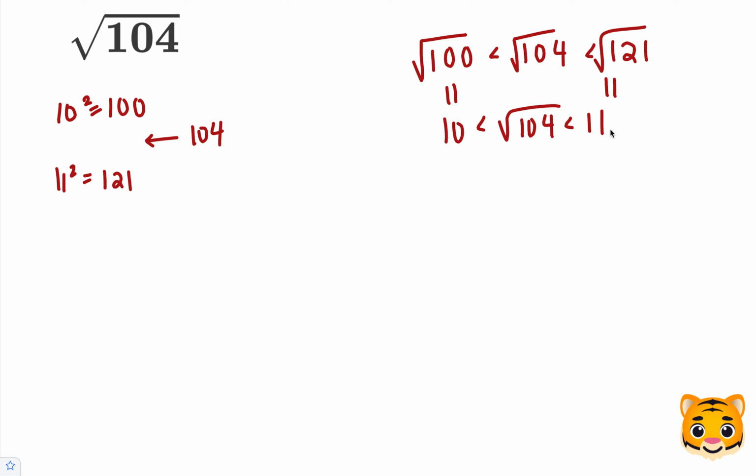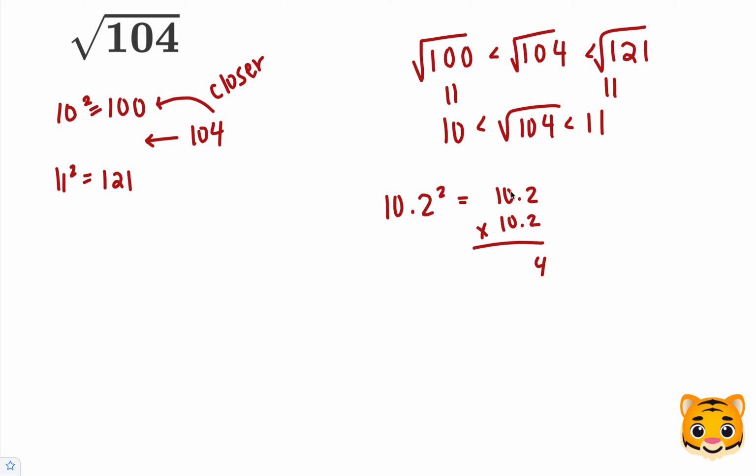Now we can see that 104 is between 10 and 11, or the square root of 104 is between 10 and 11. Now we can see that 104 is closer to 100, so the square root of 104 will be closer to 10. So we want to try out tenths place decimals between 10 and 11 that when multiplied by themselves give us about 104. So let's try 10.2 squared, or 10.2 times 10.2.